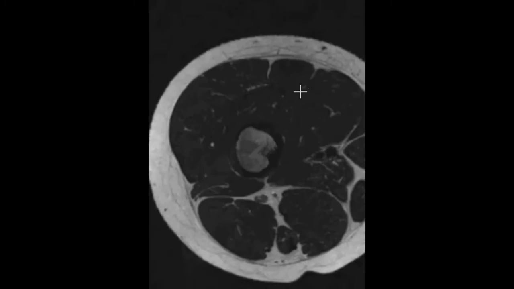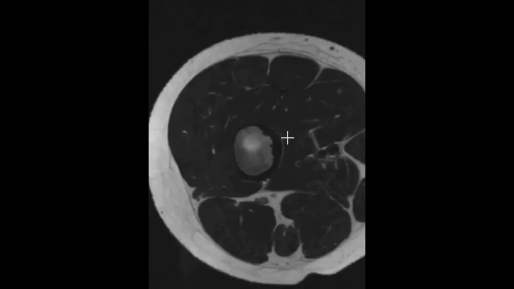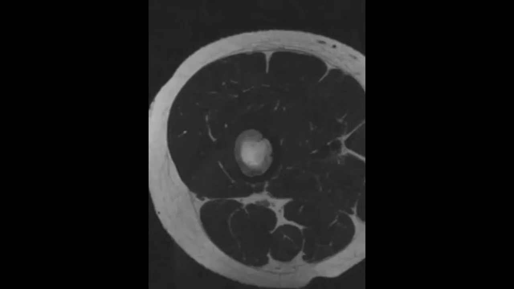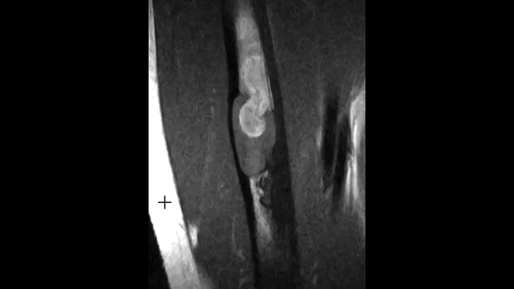This is a T2-weighted sequence, so it looks very, very similar to the T1-weighted sequence. There's no fluid pockets within it. This is a coronal T1-weighted sequence. We see that fatty marrow coming down, going right into it. You see the endosteal scalloping. You see that low signal sclerotic component down here distally.